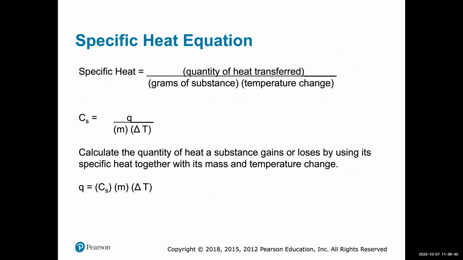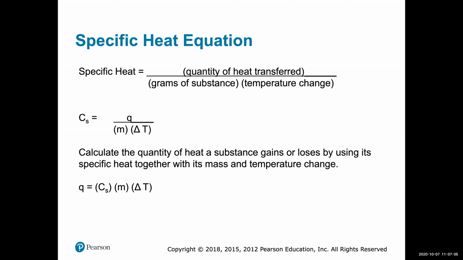So let's take a look at the specific heat equation. Specific heat is equal to the quantity of heat transferred divided by, in this case, grams of substance times the temperature change. Putting that into mathematical symbols, it's C_s equals q over m times delta T.